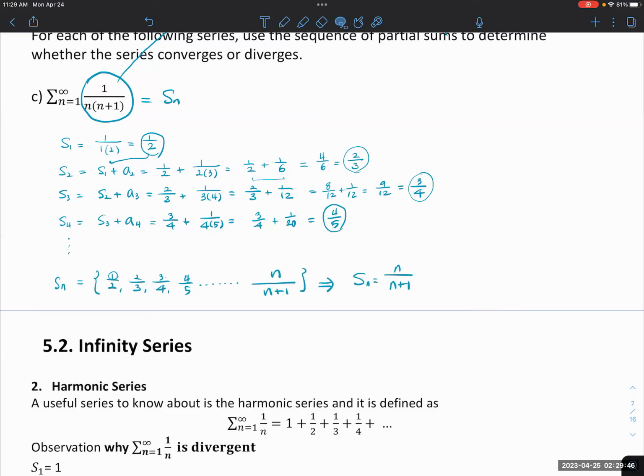Therefore, you're going to use the limit. To find out whether it is convergent or divergent, take the limit as n approaches infinity of n over n plus 1. Do you remember how to find the limit? The degrees of the numerator and denominator are equal, so it's the ratio of the coefficients, 1 over 1, which is 1. Therefore, the series Sₙ converges to 1. That's the conclusion. You know how to evaluate the limit. So it's convergent. That's all.